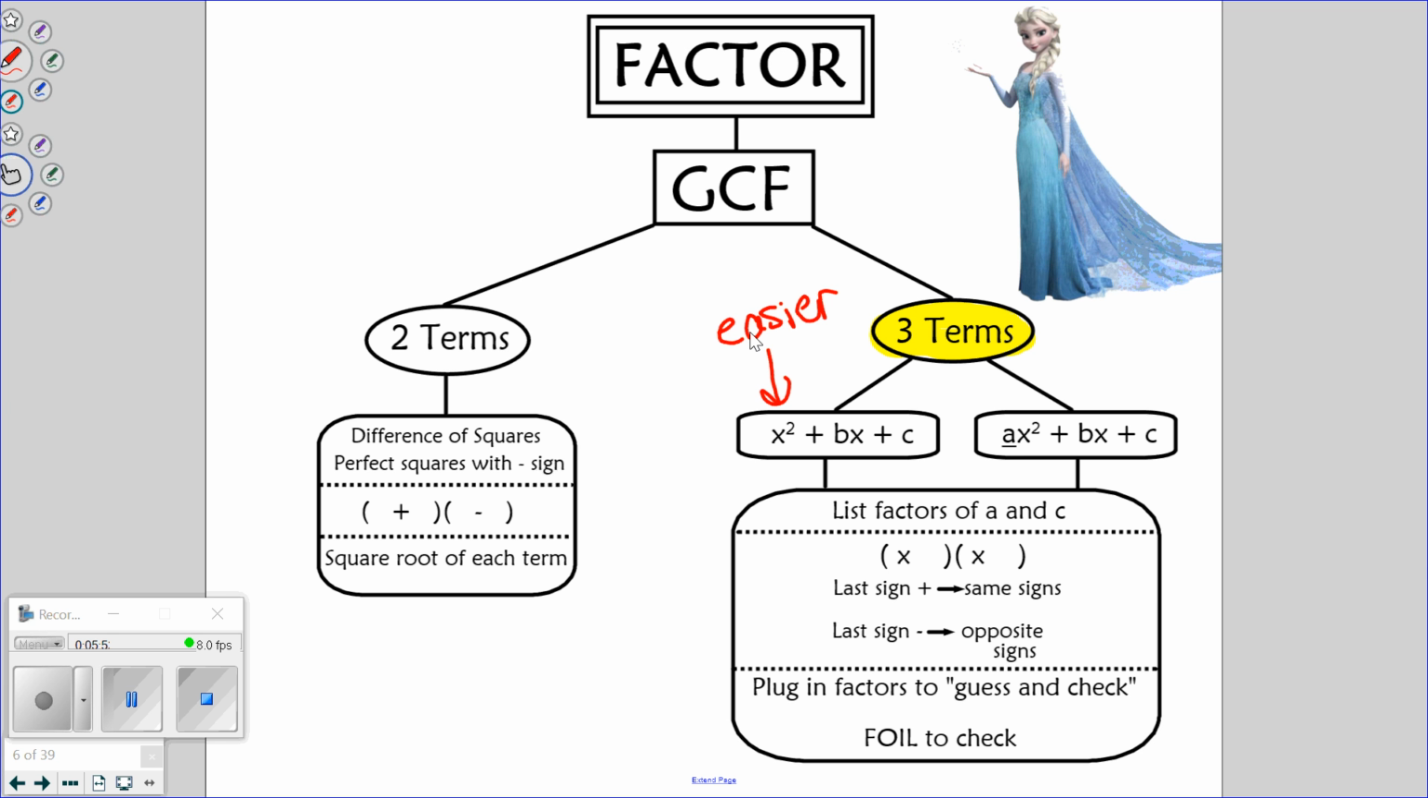The first thing you're going to do is list the factors of A and C. So all the things that you multiply to get A, all the things you multiply to get C. And then we'll put in our signs. If the last one's positive, they're the same, either both plus or both minus. If the last one's negative, they're opposite, 1 plus, 1 minus. And then you're going to do a guess and check process. Some of you will guess right the first time and you'll be done, and some of you will guess every option possible before you find it. The more you do this, the better you get at recognizing the numbers.